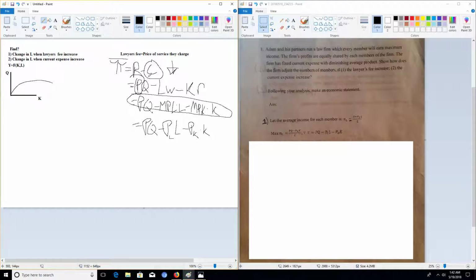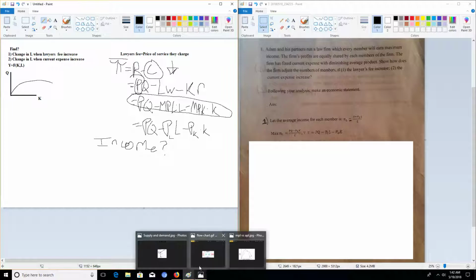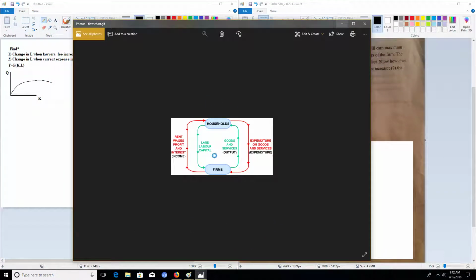And it's a portion of revenue that goes towards labor. Now, as you probably figured out, that is income, right? Income. What is income? Well, to realize this, let's go back here. Look at our flow chart. Good old macroeconomics, right? The flow chart establishes the flow of money and goods within an economy.